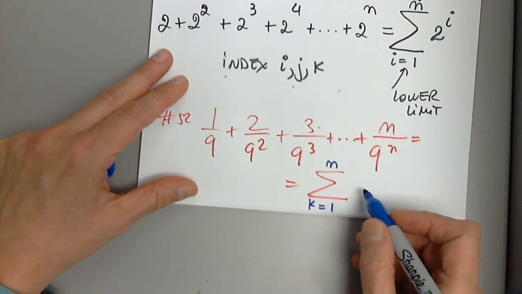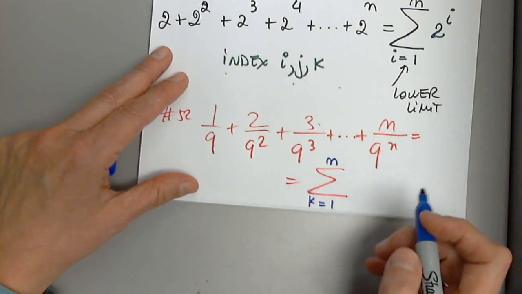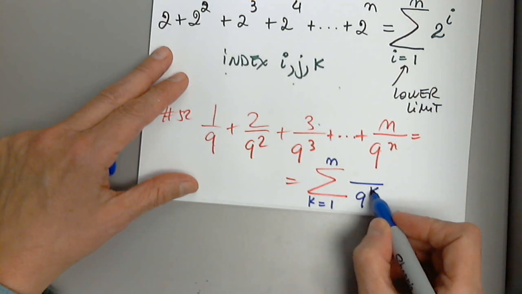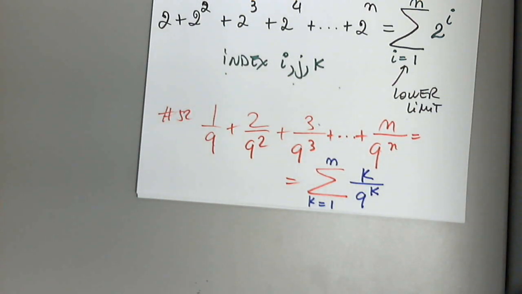What would you say? So the denominator is 9 raised to k. Perfect. What about the numerator? Okay. Very good. Let's check. When k is 1, 1 over 9. Correct. When k is 2, 2 over 9 squared. Correct. When k is 3, 3 over 9 cubed. Correct. When k is n, n over 9 to the n. Correct.